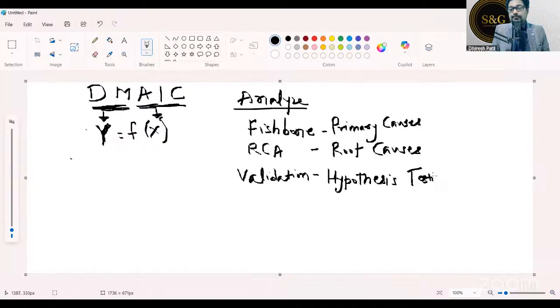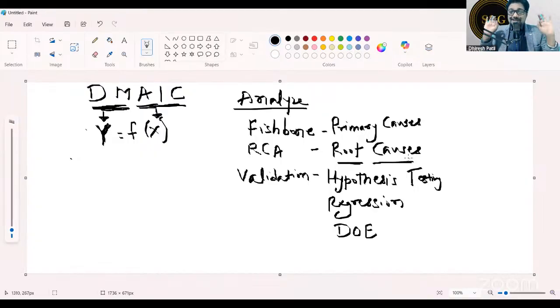Validation happens through hypothesis testing and regression. There is also something called design of experiment, DOE, which is an advanced tool that we cover more in black belt and master black belt. So hypothesis testing, regression, DOE: these are some of the validation techniques that use data to confirm the root causes.